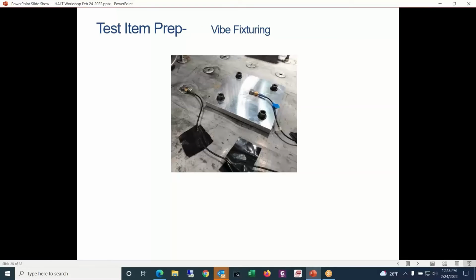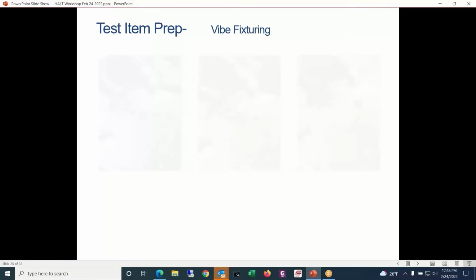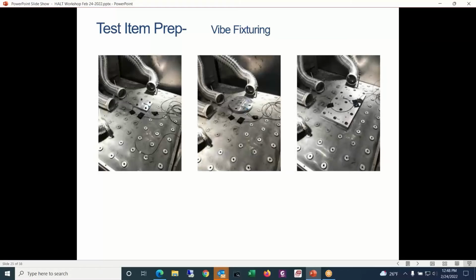Similarly with vibration, here's an accelerometer that's telling us how much vibration is present at the standoffs, and how much vibration is transmitted then to maybe a fixture plate that we have on there. What's the best way to design a fixture for that? And here's a little bit of an example of the effect of fixturing on vibe.